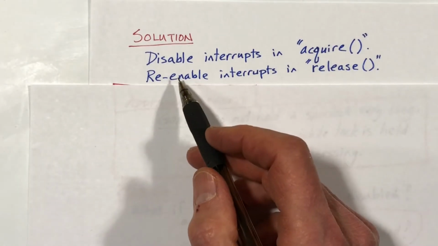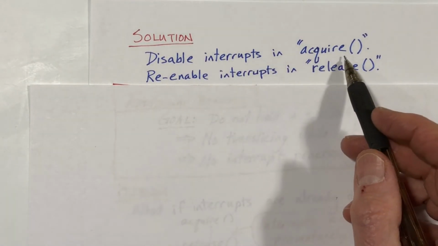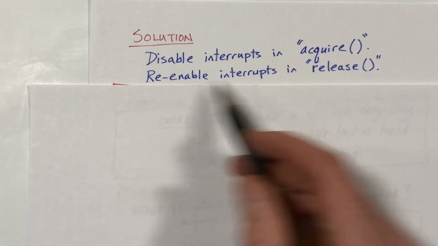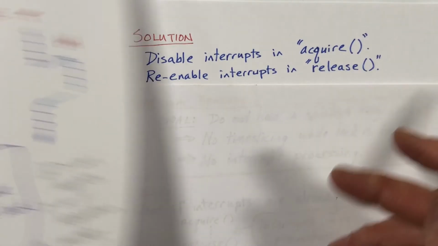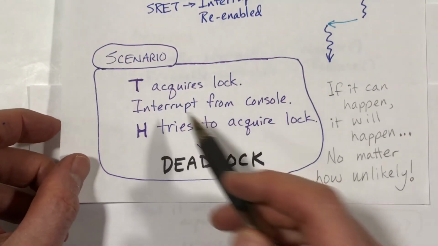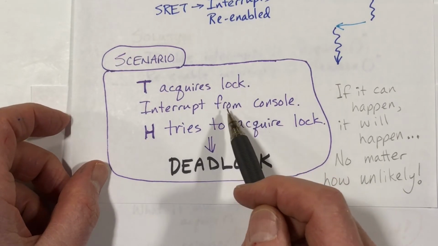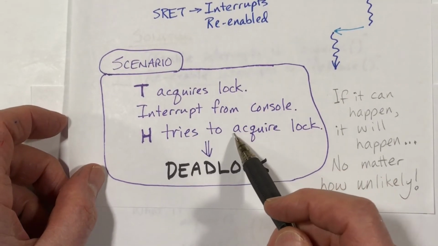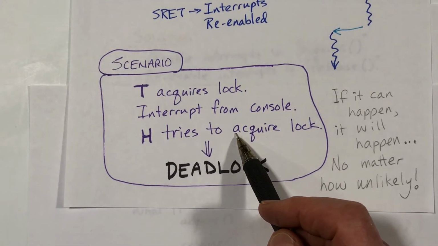Our first approach to solving the problem of deadlock is to disable interrupts in the acquire function, and then to re-enable them in the release function. So we don't have a situation like this. If T acquires a lock, it will disable interrupts, so it cannot have a situation where some other thread on that same core is trying to acquire the lock.